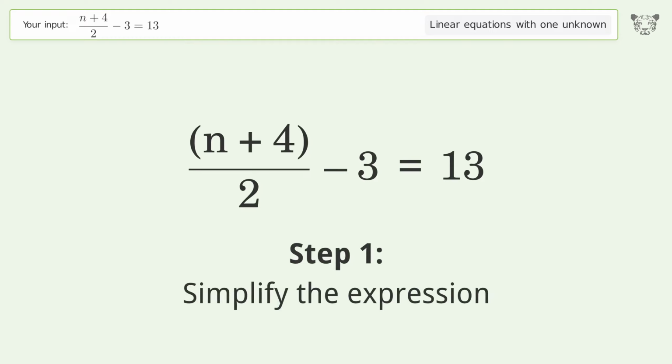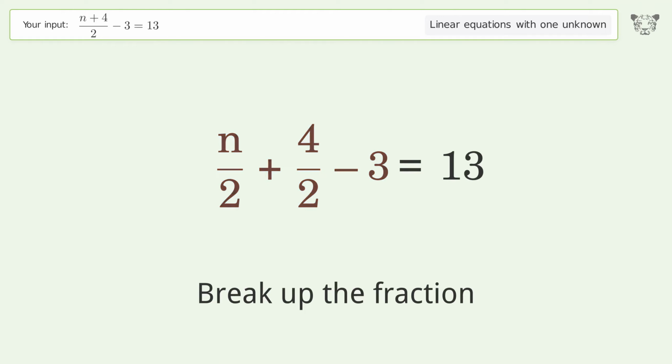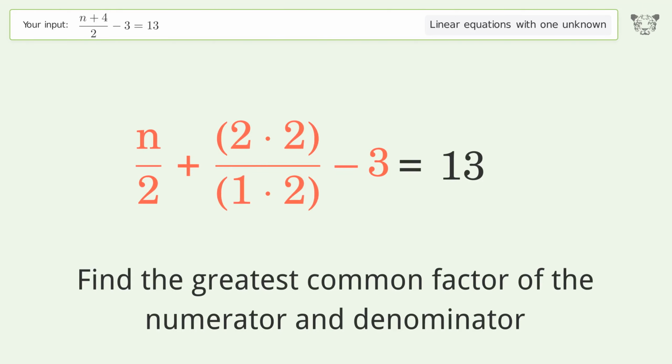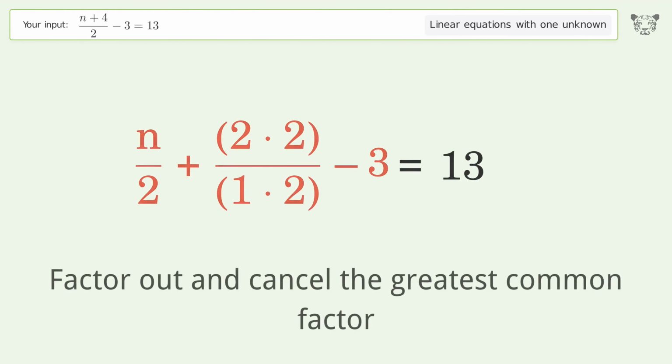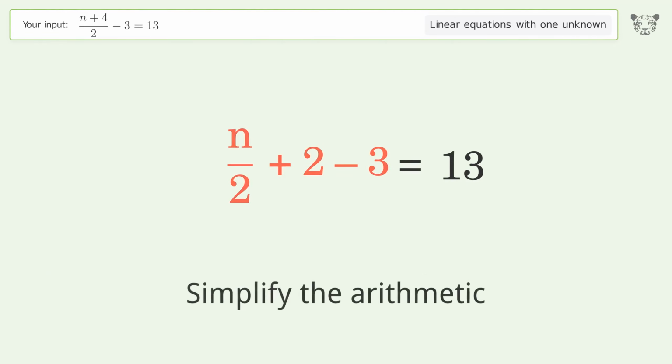Simplify the expression. Break up the fraction. Find the greatest common factor of the numerator and denominator. Factor out and cancel the greatest common factor. Simplify the arithmetic.